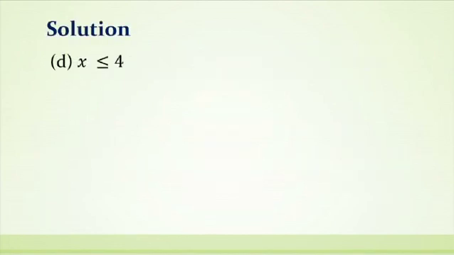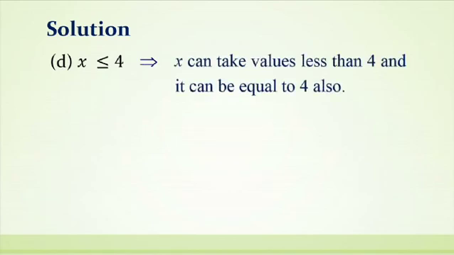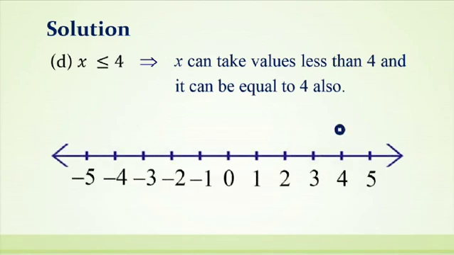Part D. So I'm sure now you'll know how to do it. x less than or equal to 4. So here I will have a full circle at 4 and my arrow will point towards the left, same as my inequality sign.